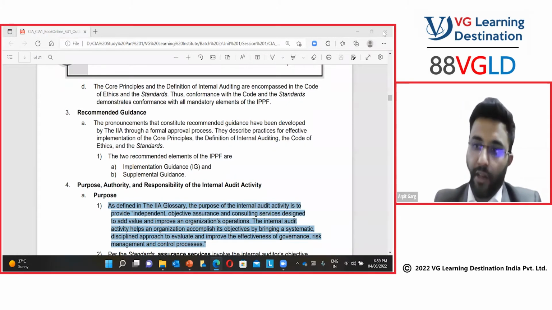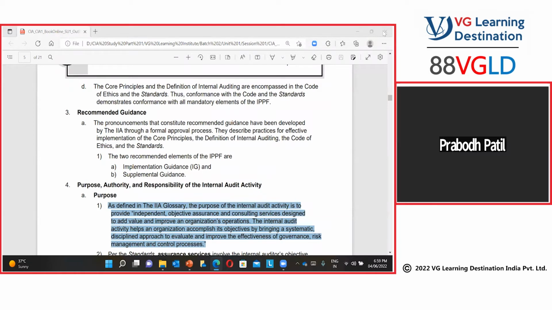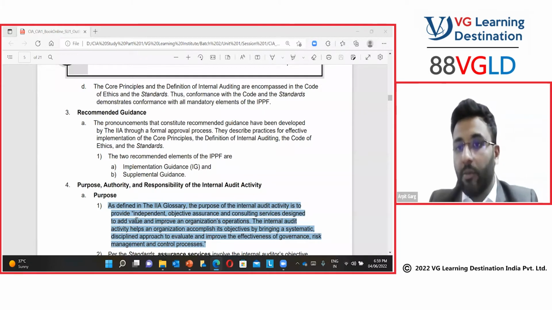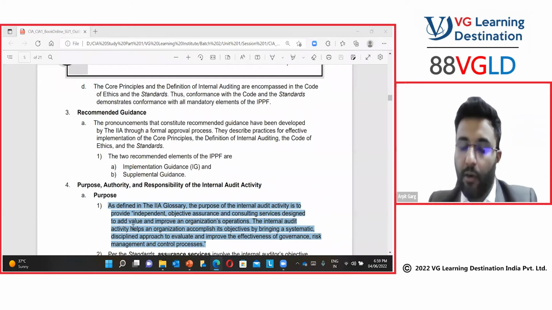But yes, the auditee will be a user of our work as well. Okay, thank you. That's about assurance. Now there are two parties in consulting: the client and the consultant, right? As an auditor, we are the consultant in consulting engagements, and the client is basically the user of the consulting services in a way.